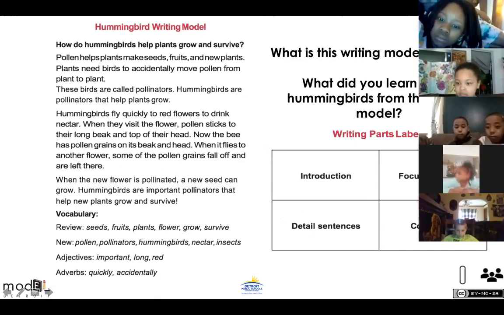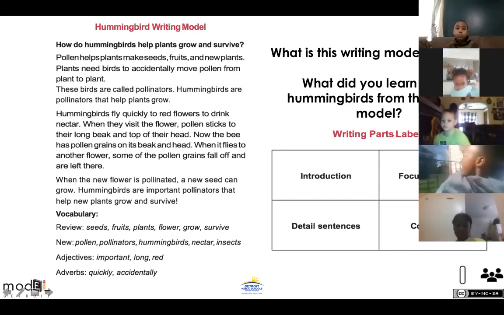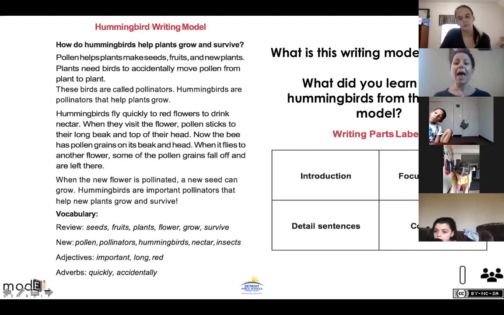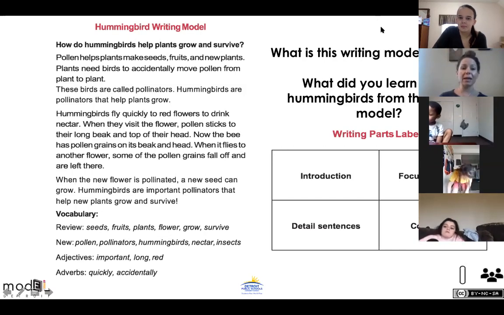All right, guys, so this is our model. And this is a writing model, and we're going to read it to you, and then we're going to answer the questions of what is this writing model all about, and what did you learn about hummingbirds from this writing model? Okay, so I'm going to go through and read it, and it's called Hummingbird Writing Model.